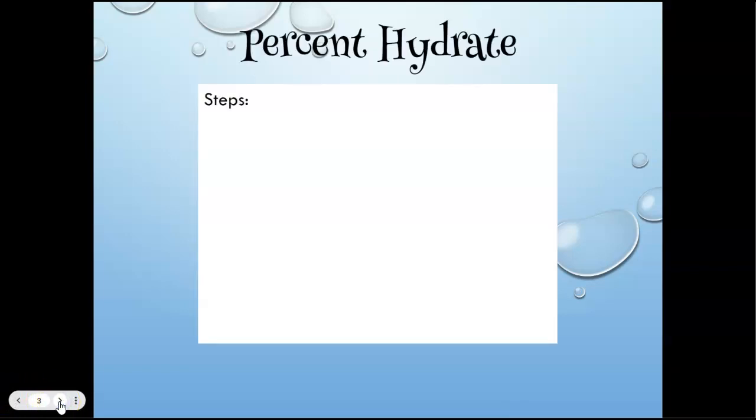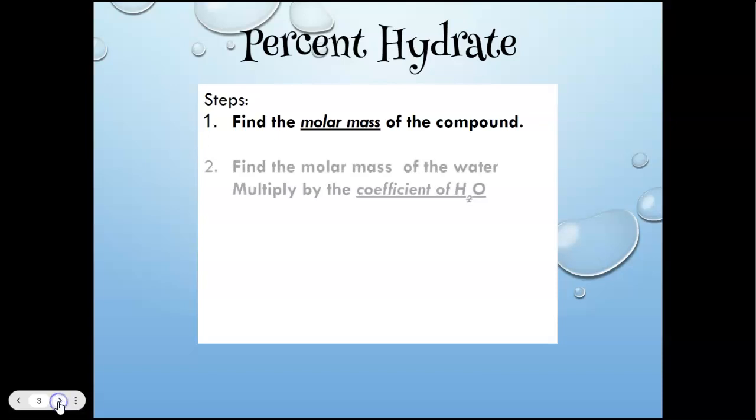Okay. So here are the steps to determine percent hydrate of a compound. Step number one, you're going to find the molar mass of the compound. So that's using our periodic table. Step two, you're going to find the molar mass of the water and multiply by the coefficient of water.